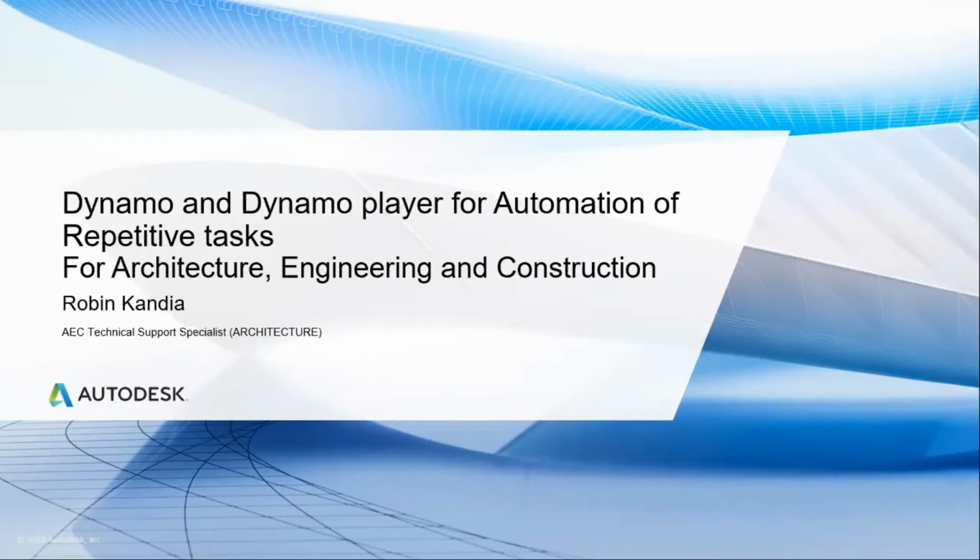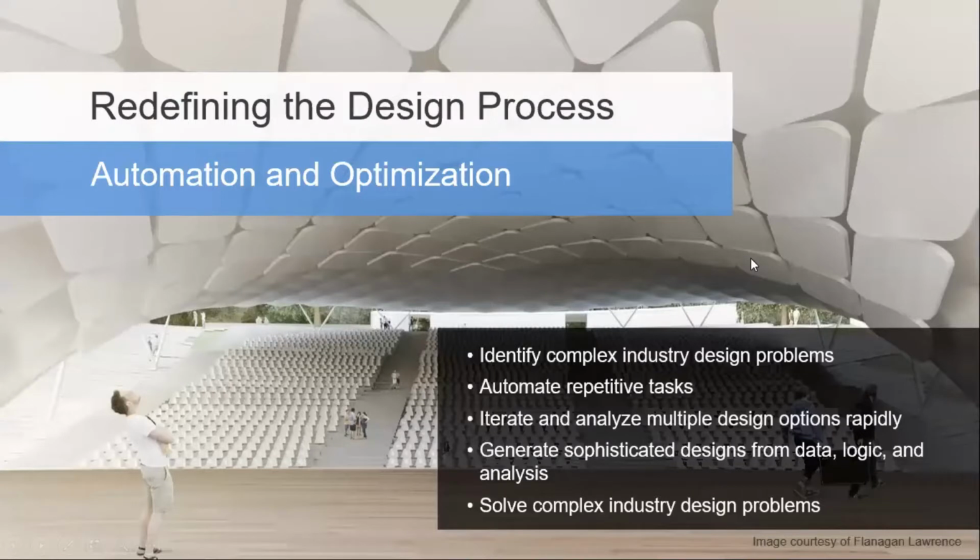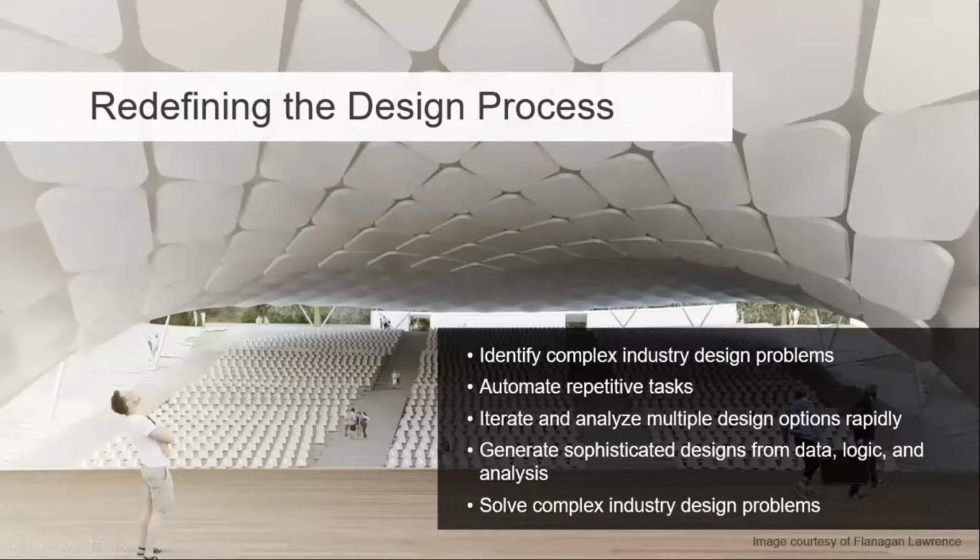From simple things like structuring sheets in your Revit project to doing complex modeling, you can achieve a lot with it. You can identify complex industry design problems, and you can iterate and analyze multiple design options rapidly using it.